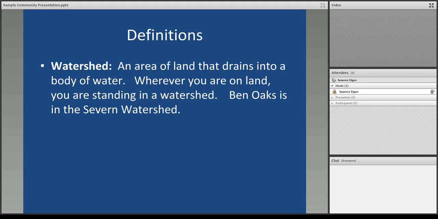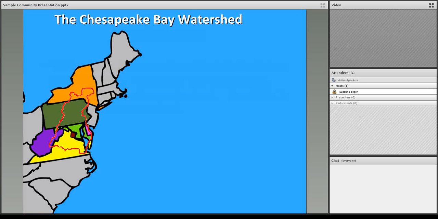Sometimes people are pretty well versed on that. If you have kids in the room, they probably know what a watershed is. So you can give that invitation or that definition. So here's a little illustration of how a watershed works.